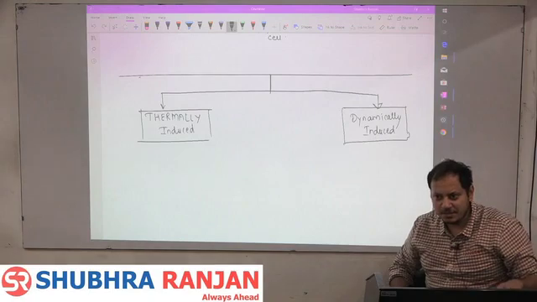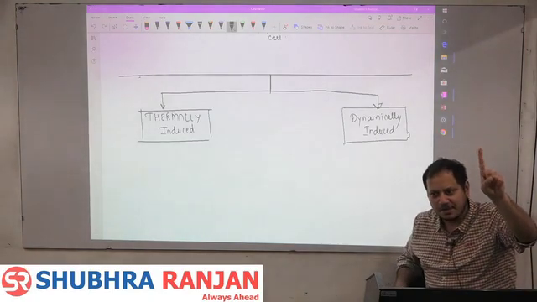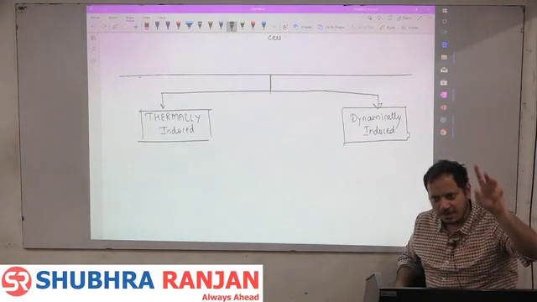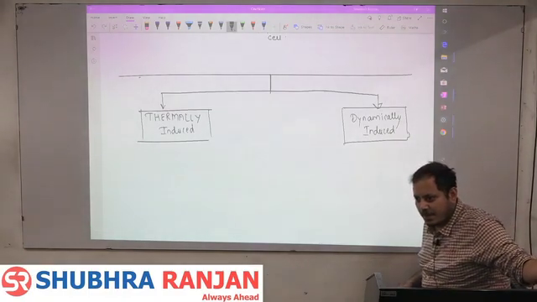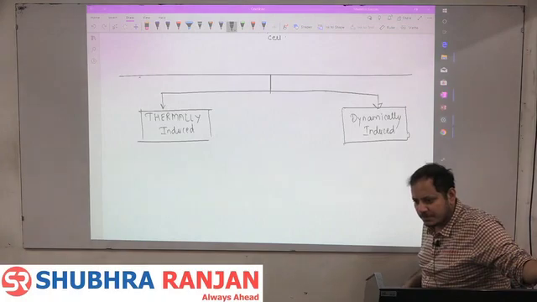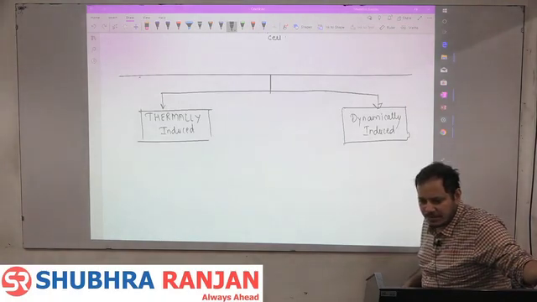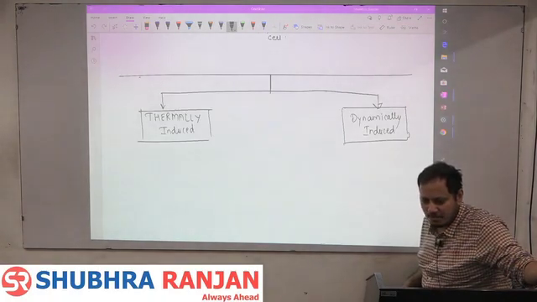Which are the three thermally induced? Two polar high pressure belts and one equatorial low pressure belt, and four dynamically induced pressure belts.